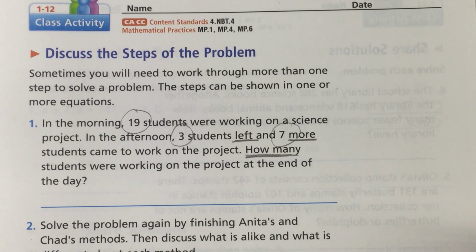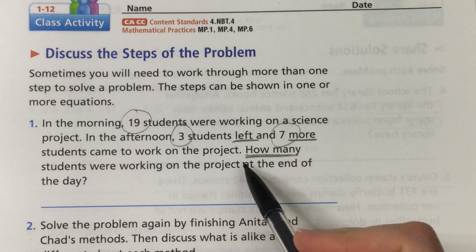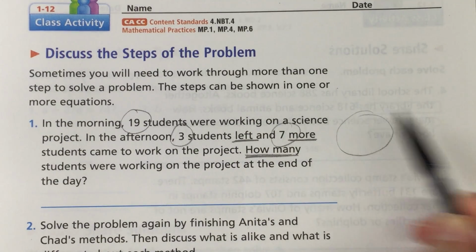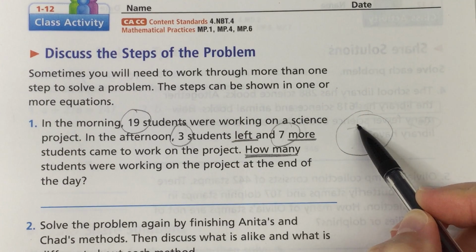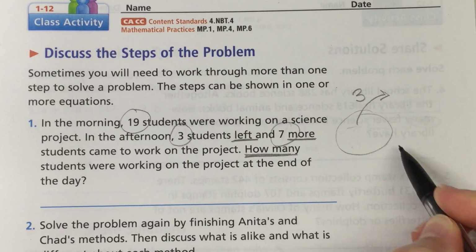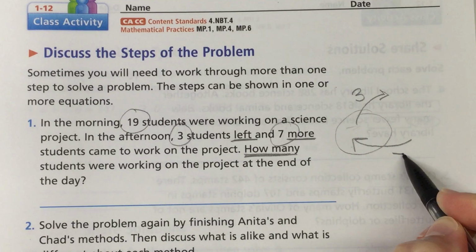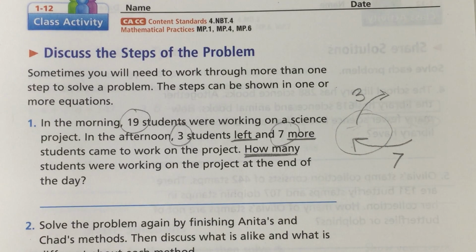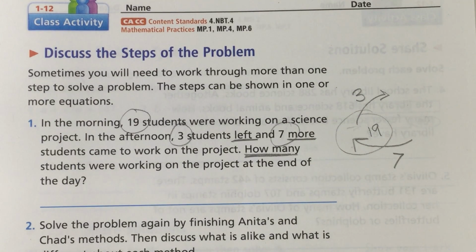Maybe I'm even making a picture in my head. Maybe I'm thinking about 19 students. So maybe there's a circle and I know that there's 19 students in here and I know that 3 of them left. And then I might even label that. And then 7 more came, so coming in. A quick sketch like that is going to help you a lot. I'll put the 19 in there as you're visualizing these kind of problems.